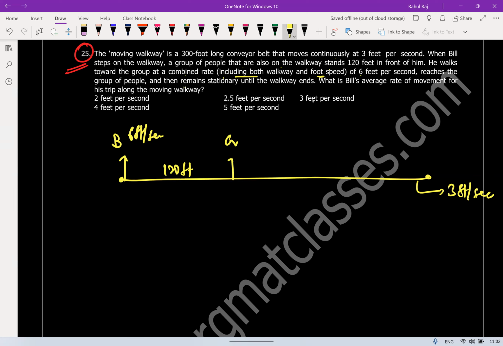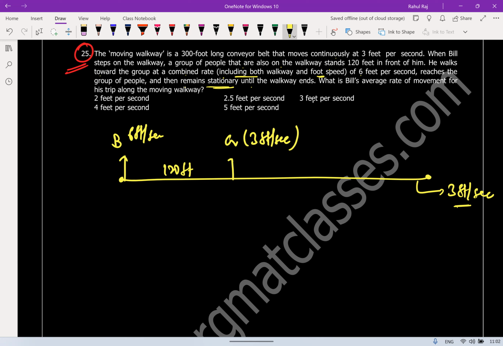Reaches a group of people and then remains stationary until the walkway ends. But the group of people, it says that they are stationary. But technically, the group of people is moving at 3 feet per second. So the speed of the group of people is 3 feet per second. Why? Because the walkway is moving.